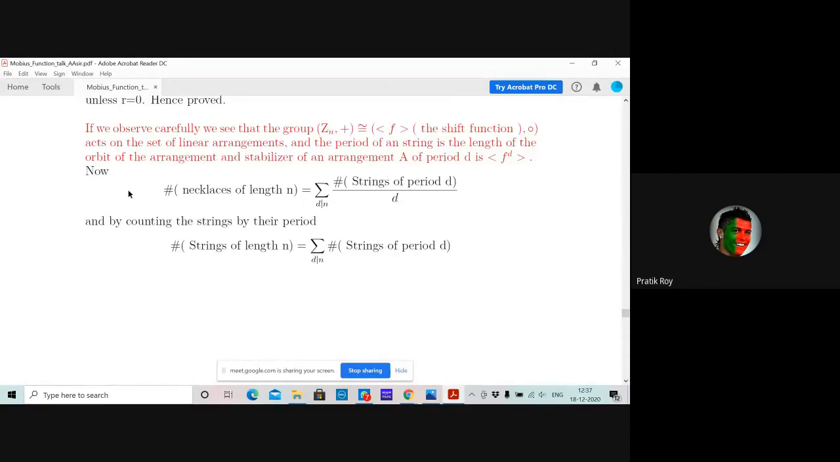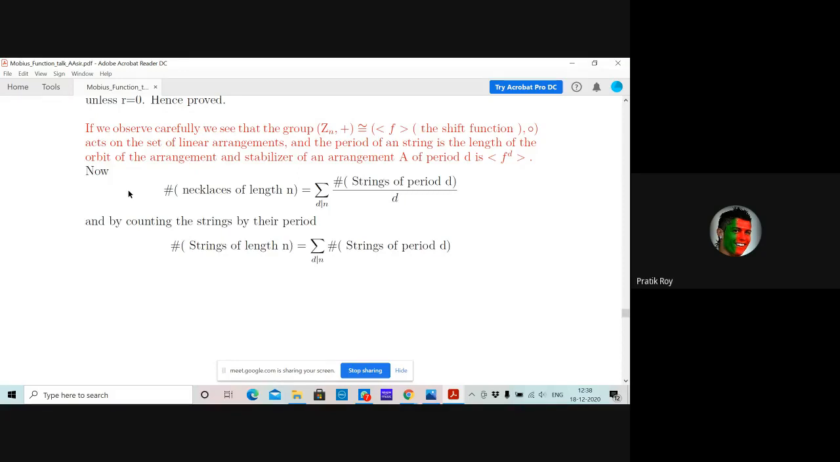Now each string arrangement has certain periods. So my aim is to count the number of necklaces by counting the number of strings and accounting for the fact that several different strings give the same necklace. So my job turns out to be counting the number of strings, but in a certain order. I want to count the strings grouped in a particular way. I want to count them by their periods.